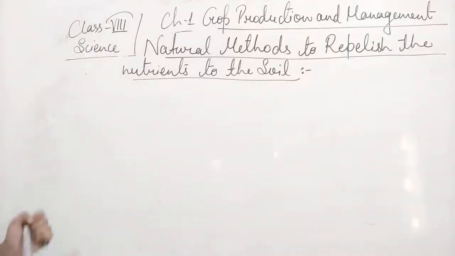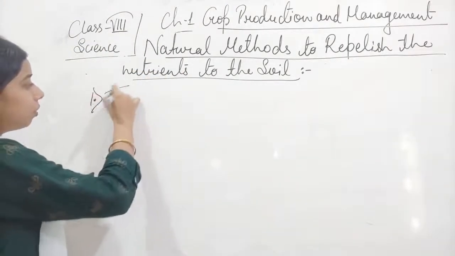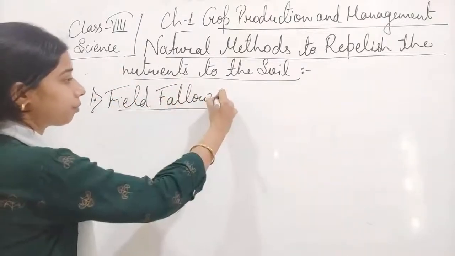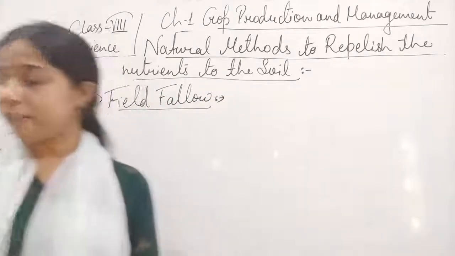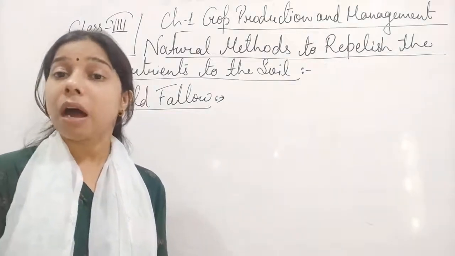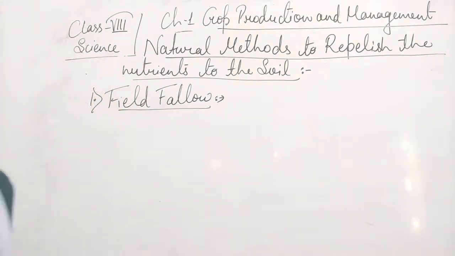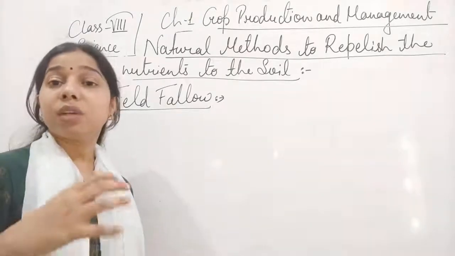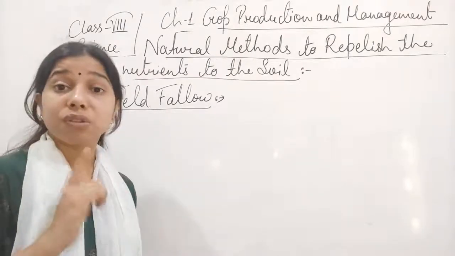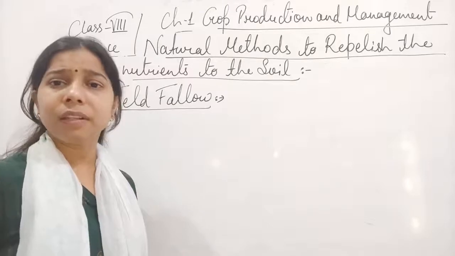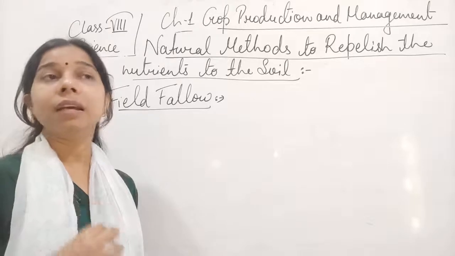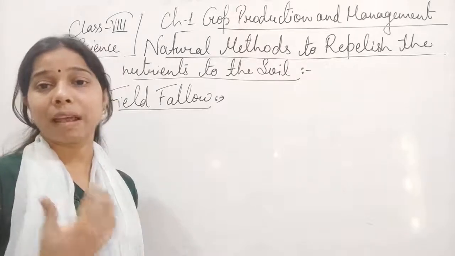So the first one is field fallow. Field fallow, students. In this method, what happens? The land is left uncultivated for one or more seasons, and naturally it will get its nutrients back after one or two seasons. This is the field fallow. Leaving the field undisturbed will help in getting the nutrients back.